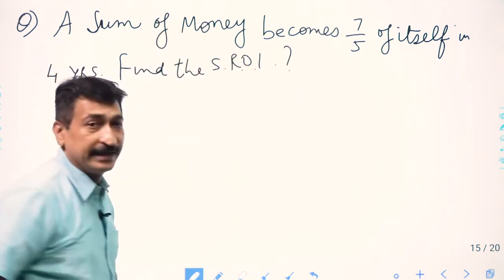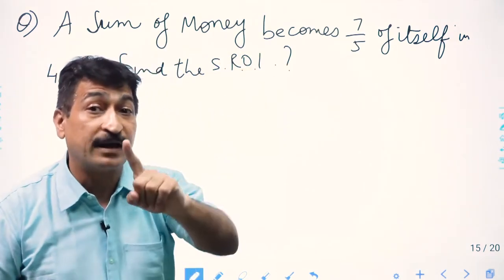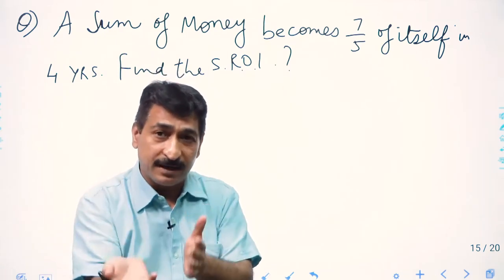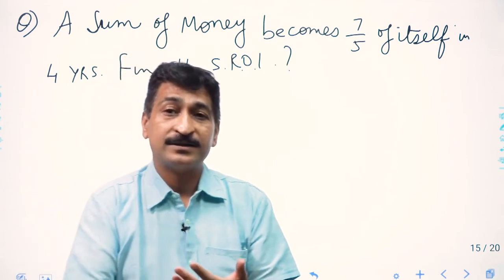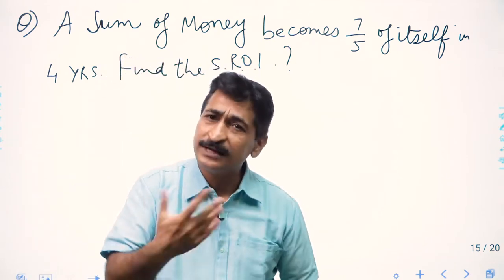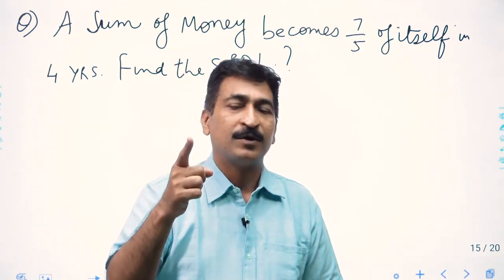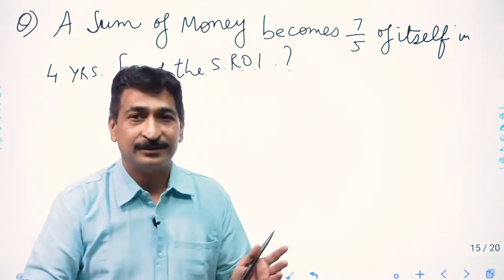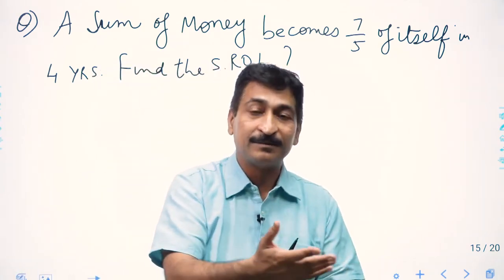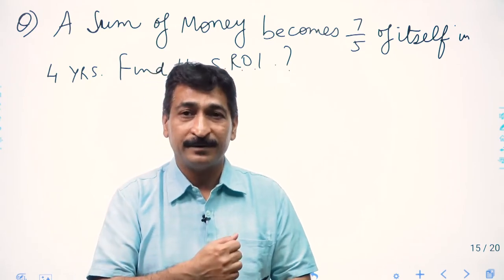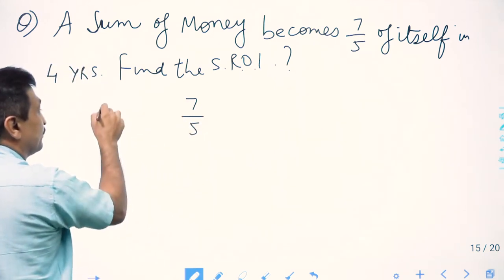Now, the question says a sum of money becomes 7 by 5 of itself. Becomes means हो जाना. रुपया 7 upon 5 हो जाता है. What is हो जाता है? Becomes क्या है ये? इंटरेस्ट है क्या, अमाउंट है? अमाउंट विद इंटरेस्ट हो गया. 100 रुपया 200 रुपया हो गया. 100 becomes 200. That means 200 is the amount. 100 is the principal. So, 7 by 5 is the amount.